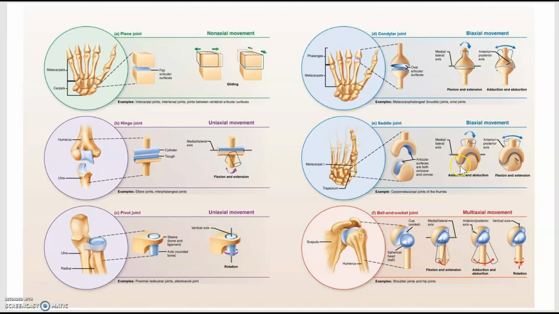Then you have a saddle joint. Okay, it looks kind of like a saddle on top of a little horse. And this is found in your carpal-metacarpal joints in your thumbs so that you can have opposition of your thumbs. And then the ball and socket joint, we talked about this with your shoulder. The head of that humerus sits in that glenoid cavity or that glenoid fossa of your scapula. And then same thing at your hip. You have the head of the femur that sits in that acetabulum.